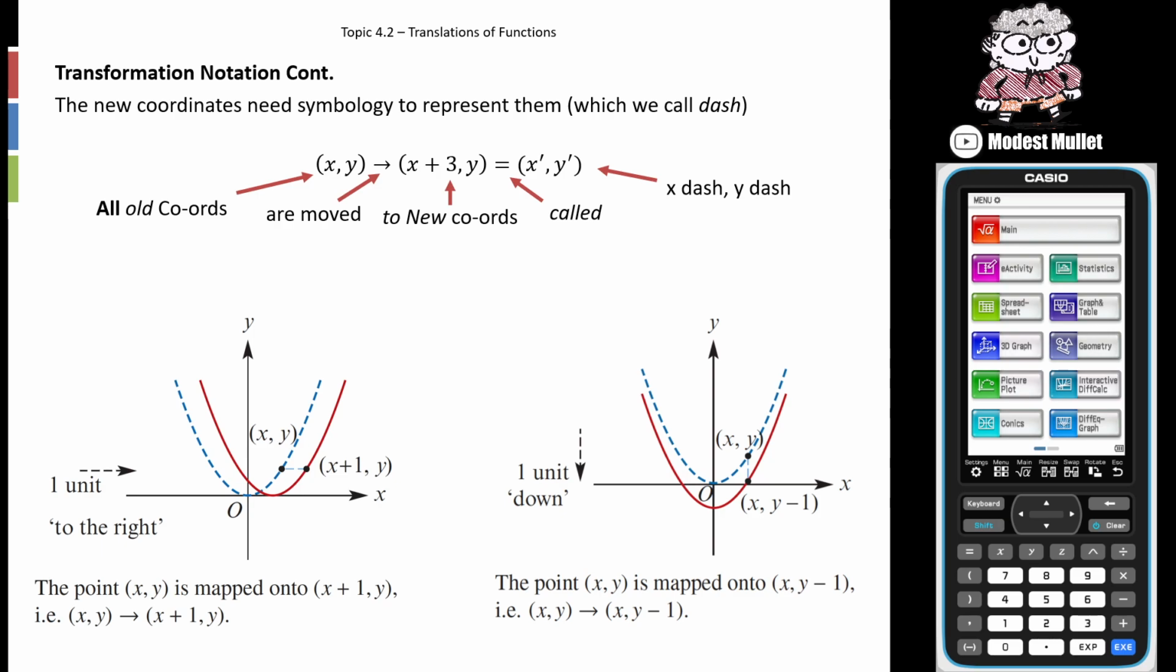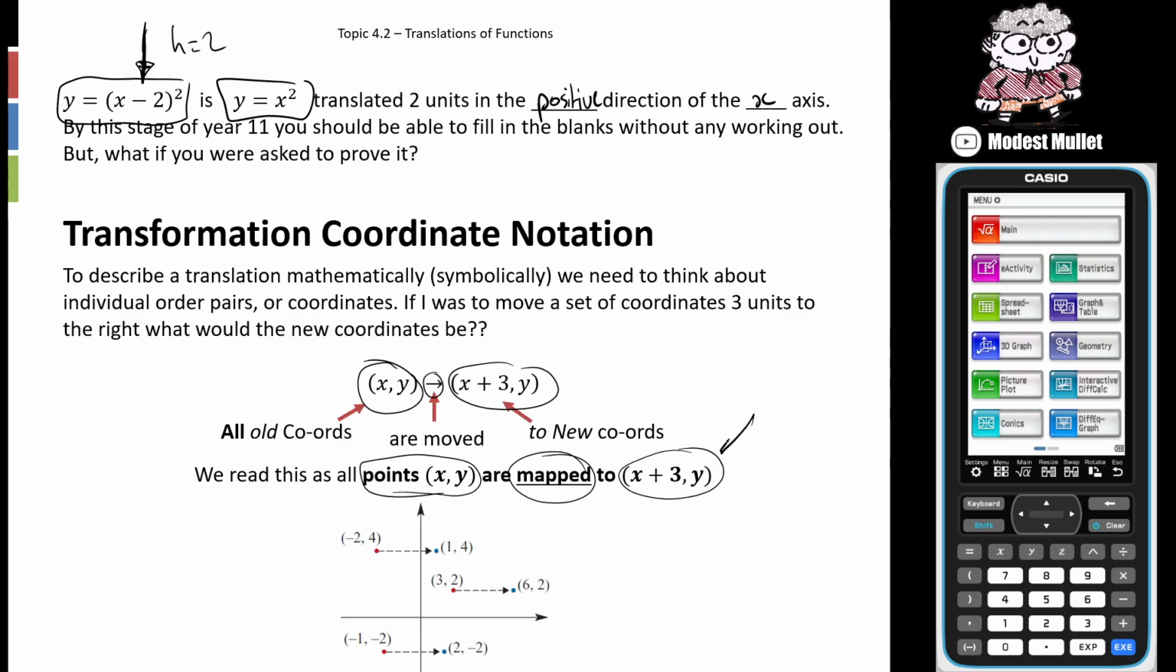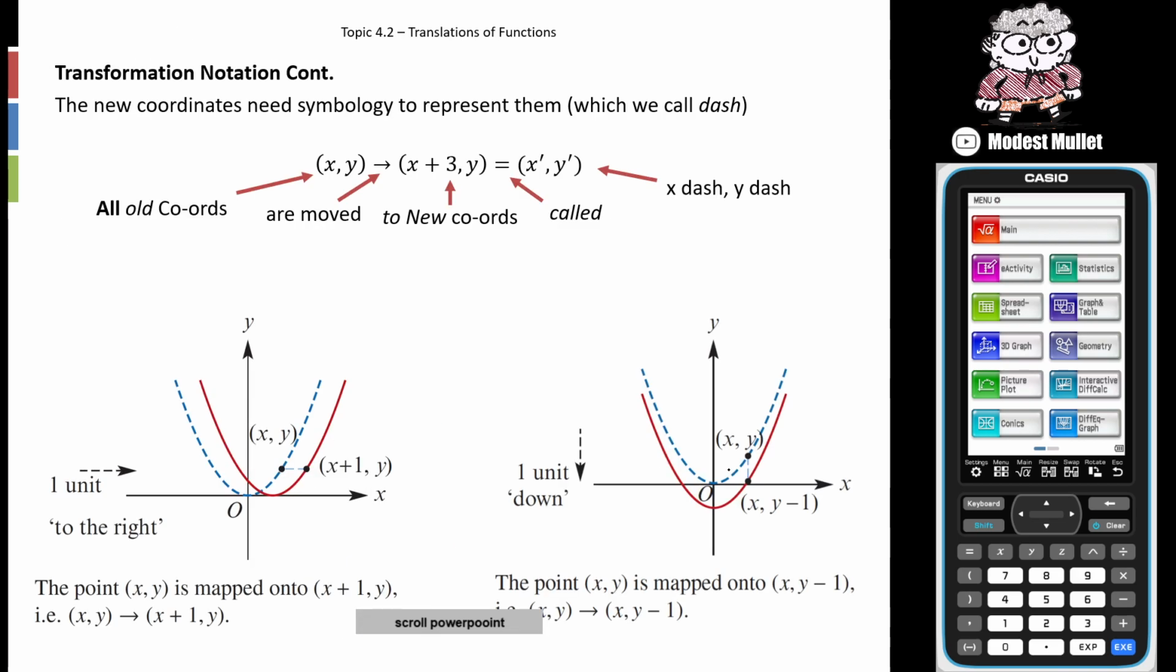So we can take this a little bit further though, and we want to give these new coordinates a name. The new coordinate symbology that we want to use, we generally refer to as dash, because they have these little dashes here. These are going to be different to dashes when we get to differentiation and calculus and all that, but just for now they're going to be dealing with transformations.